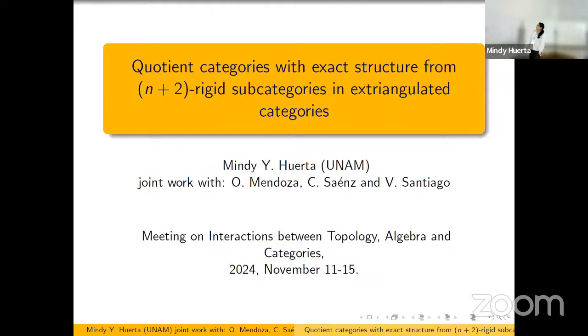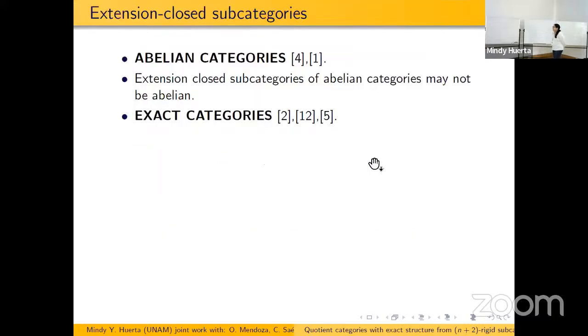Well, wait a minute. Permíteme. Ahí, creo que ya lo puedes mover.